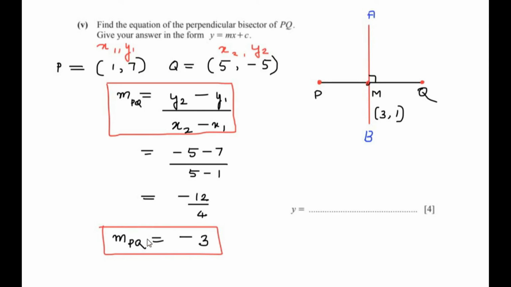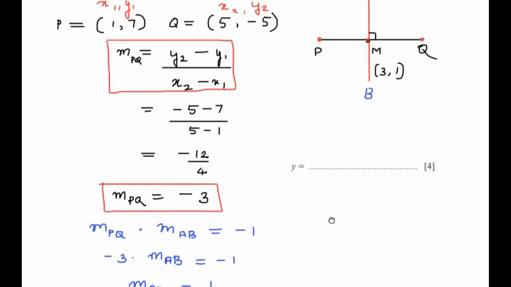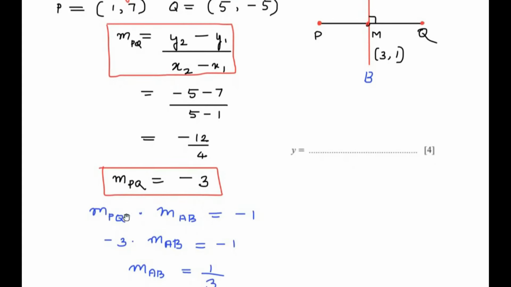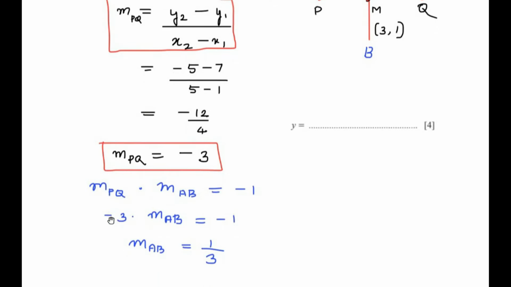Now once we have found the gradient of line PQ, let us find the gradient of line AB. We have a condition that when two lines are perpendicular to each other, the slopes of these two lines multiply together to give us negative 1. So I have written here the slope of line PQ times the slope of line AB, which are perpendicular to each other, will be equal to negative 1. Now the slope of line PQ we know is negative 3, multiplied with m_AB, the slope of line AB, equal to negative 1. Taking negative 3 to the other side of the equal sign, we get negative 1 over negative 3, and cancelling the negatives we get the slope of the line AB as 1 over 3.